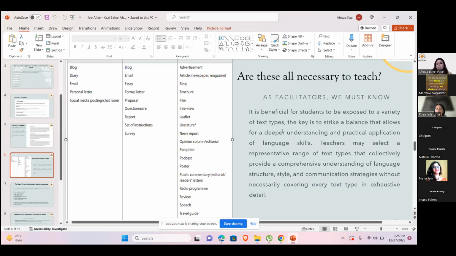So here I have written, are these all necessary to teach? So this is a question. Of course, there are 29 text types, if you count them. Are we supposed to teach them all? Is it all beneficial? So there is a summary that I have put up here. It is beneficial for students to be exposed to a variety of texts, yes, but the key is to strike a balance that allows for a deeper understanding and practical application of the language skill.